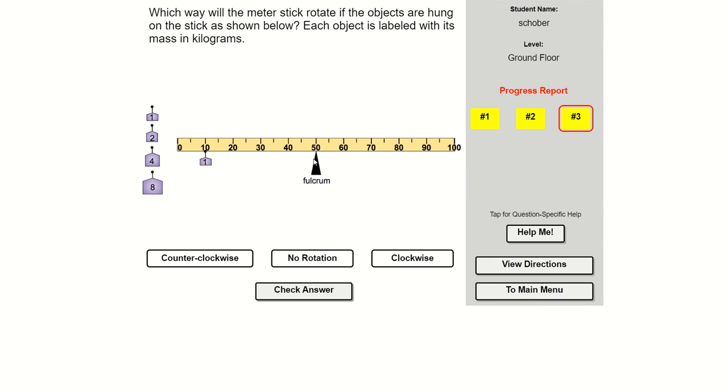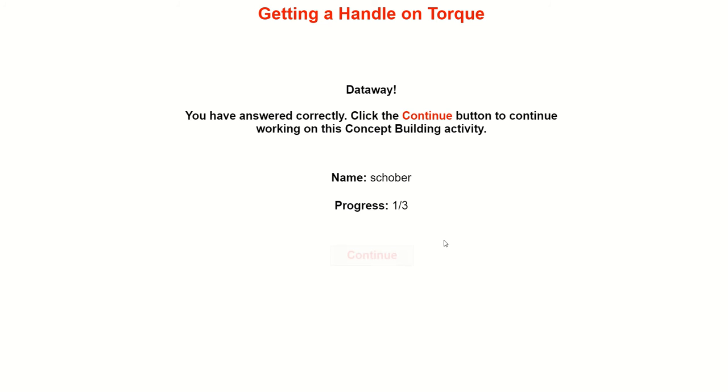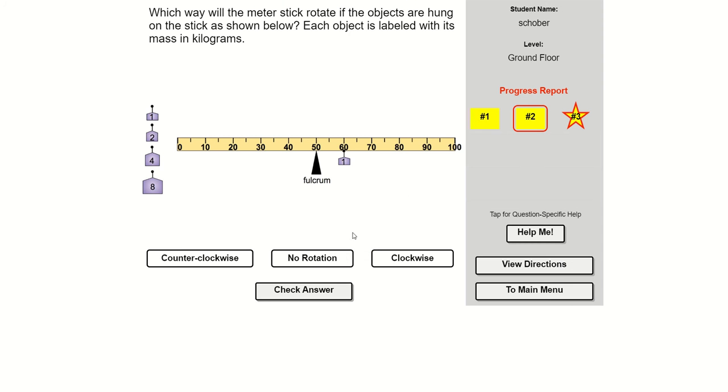Okay, so you have a fulcrum, you have a meter stick. All it's asking is which way is this going to cause it to rotate. Okay, this weight's over here. It's going to cause a torque in this direction. This force is pulling this downward. That force is acting some distance away, in this case 40 centimeters away, so we're going to put counterclockwise.